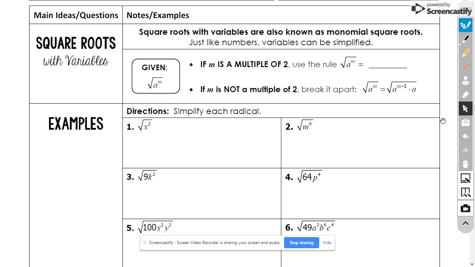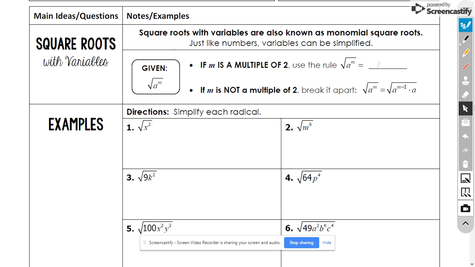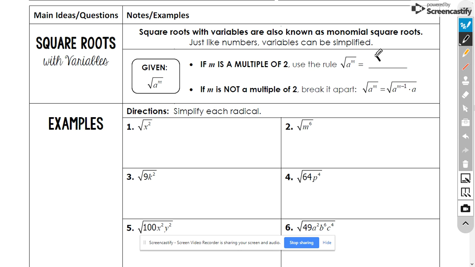The first step is, if it is a multiple of 2, then all you have to do is take the exponent and divide it by 2. So in this case, my exponent is m. So I'm just going to do m divided by 2. And then that will give me my answer.